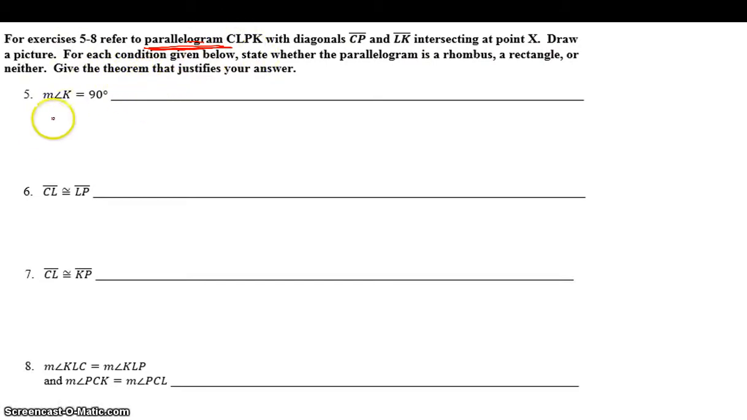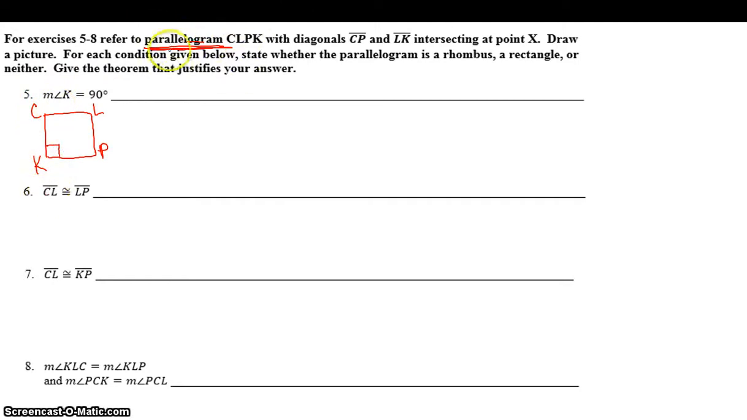So for instance, on this first one, I'm going to draw CLPK. When you go to draw this, and it's in the order CLPK, you start at one vertex and either go clockwise or go counterclockwise. But you can't go diagonal and put C, L, then P, then K. That's not properly naming it. And then diagonals CP and LK intersect at point X. I'm not going to draw that particular piece in because right now the only given information said that the measure of angle K is 90 degrees. So I'm going to put a box there.